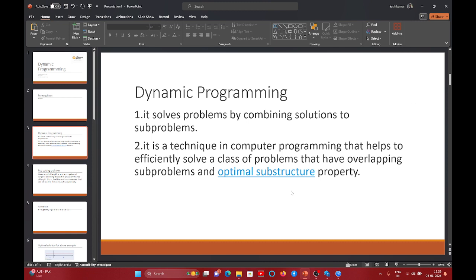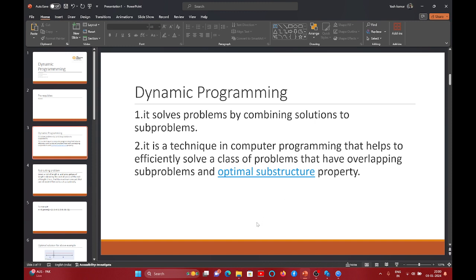So what is dynamic programming? In dynamic programming, we solve a problem by combining the solutions to its subproblems. Now, what are subproblems? Subproblems are the same instances of the problem, but for smaller problems. Okay, so we will see it further.